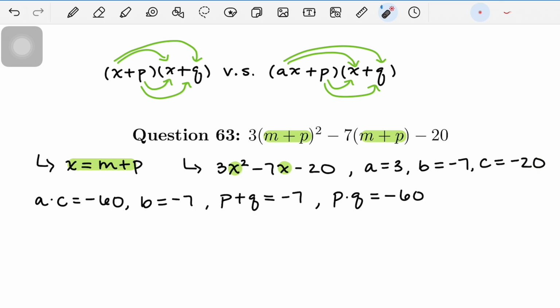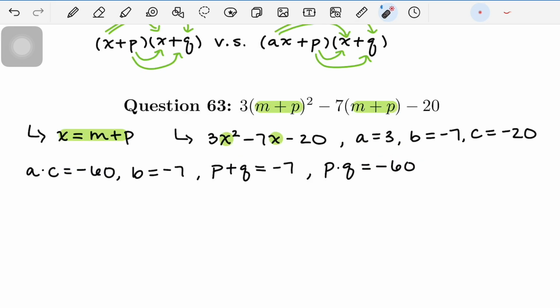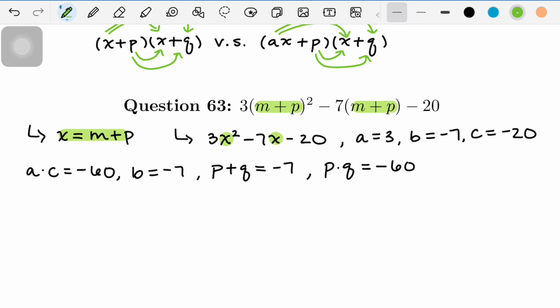We're just taking into consideration this a value here since it's not going to be 1 in this case. Alright, so the next step here is figuring out what the options are for these p and q values. I'm going to let p be equal to minus 12 and then q be equal to 5. Doing this, we are going to get a minus 7 here, and multiplying these guys, we will also get a minus 60. So these p and q values will work here.